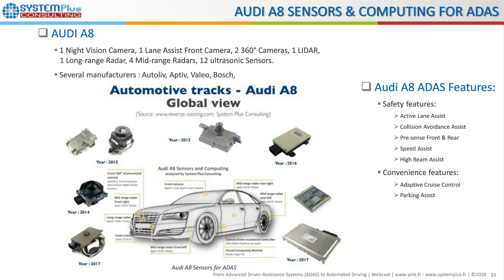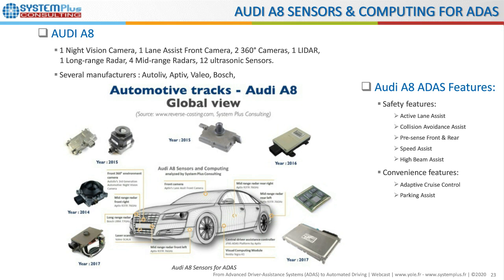On this page, we can see the different ADAS sensors used on the Audi A8. There is one night vision camera manufactured by Autoliv, one lane assist front camera from Aptiv, two 360-degree cameras on the side mirrors, one long-range radar from Bosch, four mid-range radars from Aptiv, one LiDAR from Valeo, and also 12 ultrasonic sensors. There are all the types of sensors on this car: LiDARs, cameras, radar, ultrasonic sensors.